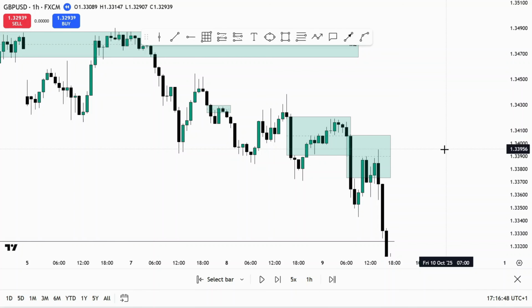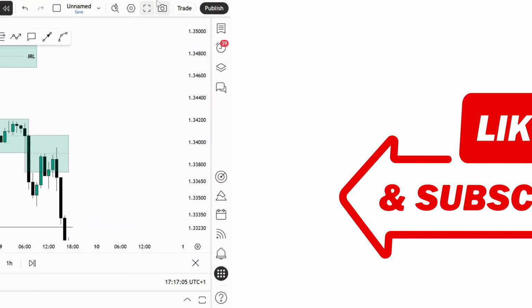The lower you go in time frame, the lower the probability of that internal range liquidity holding. So while lower time frames provide additional opportunities, they must always be traded in alignment with the higher time frame bias and with proper risk management.